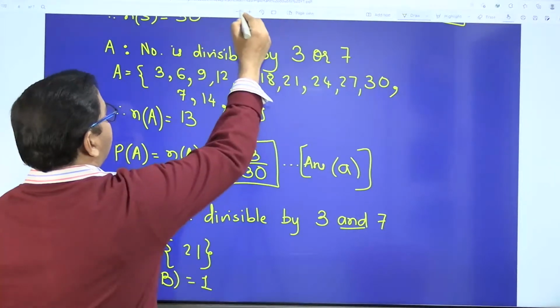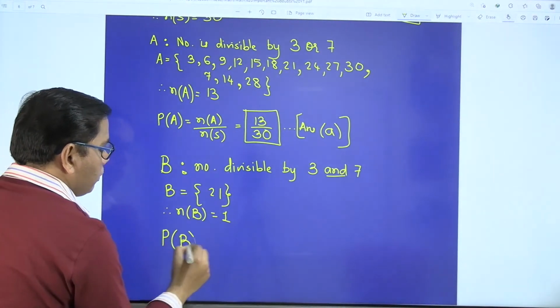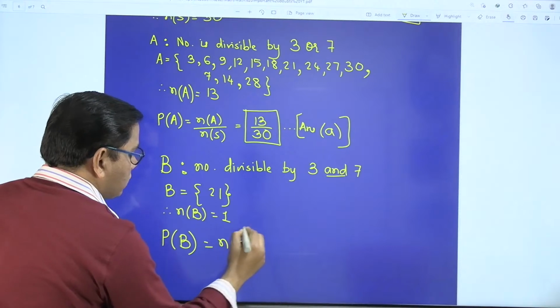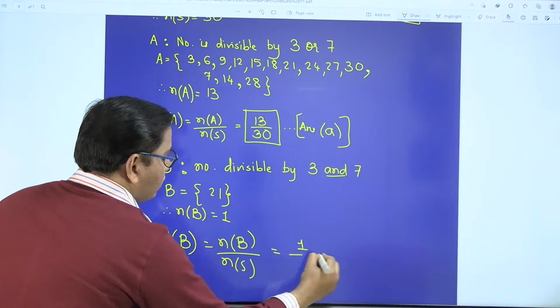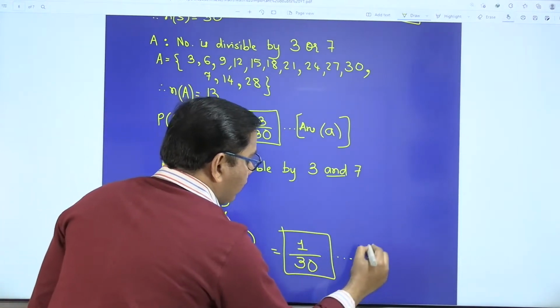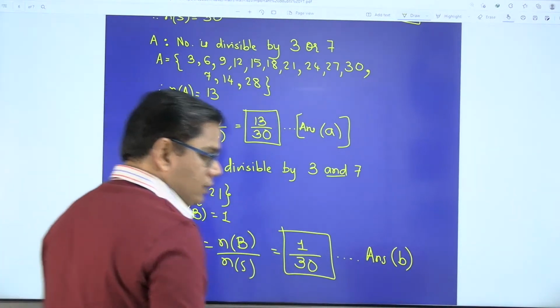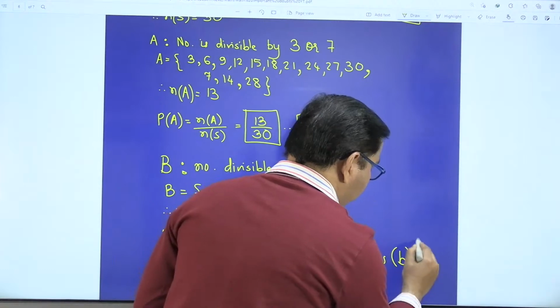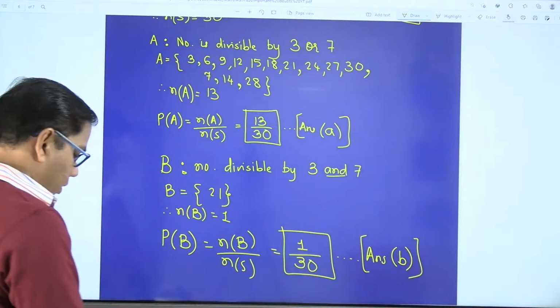1. Now if we use the formula of probability, probability of event B is n of B upon n of S. This is 1 and this is 30. So only one event, and this is my second answer. This is answer B. Is it fine? Is it easy? Any problem over here? Yes, only 21. Correct.